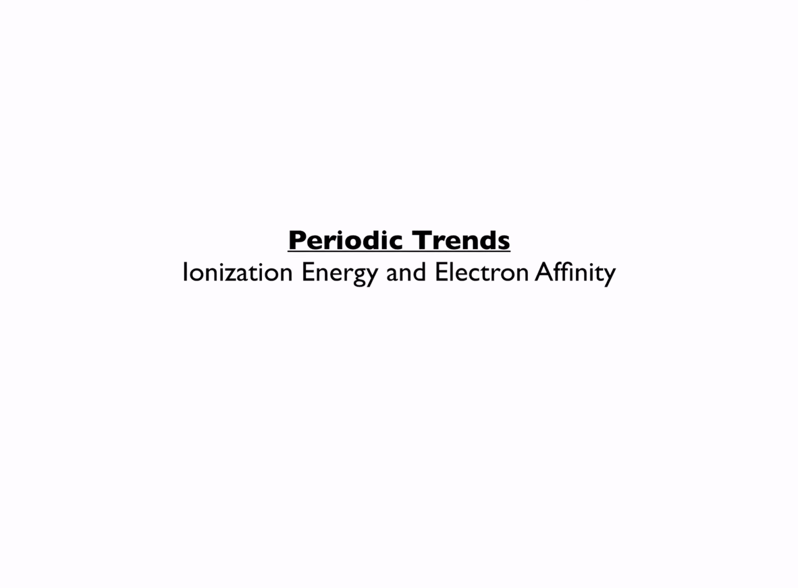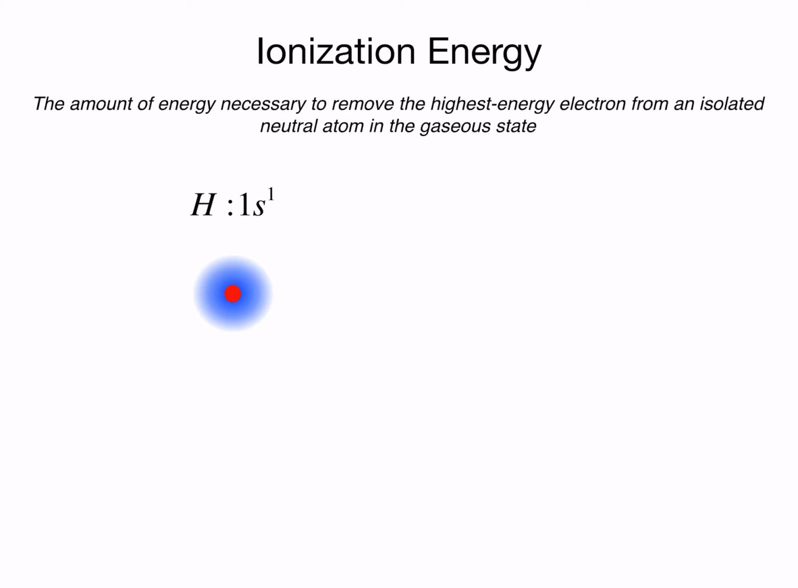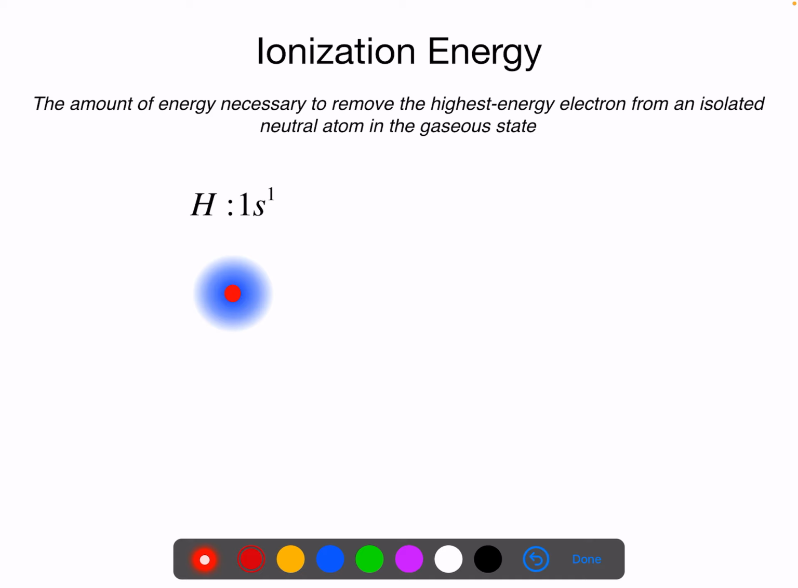This lecture is going to cover periodic trends, and in particular ionization energy and electron affinity. So ionization energy is the amount of energy necessary to remove an electron from an atom.